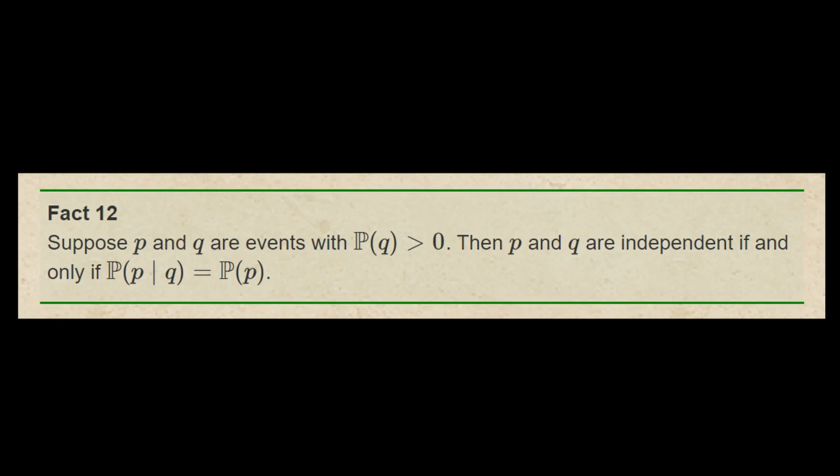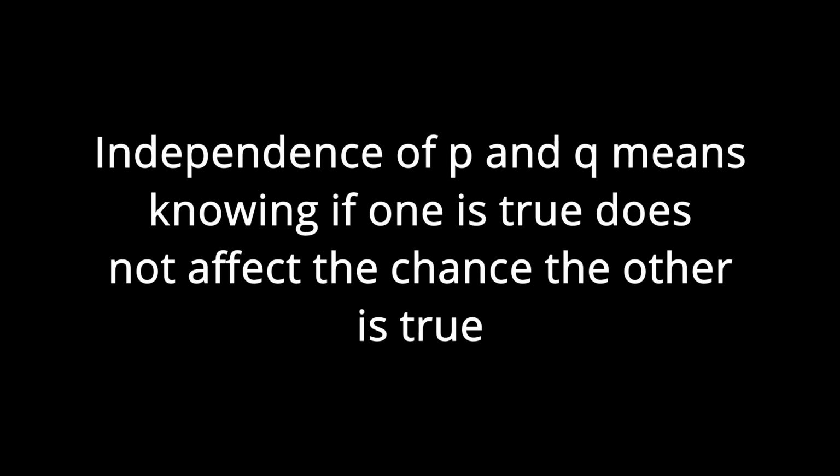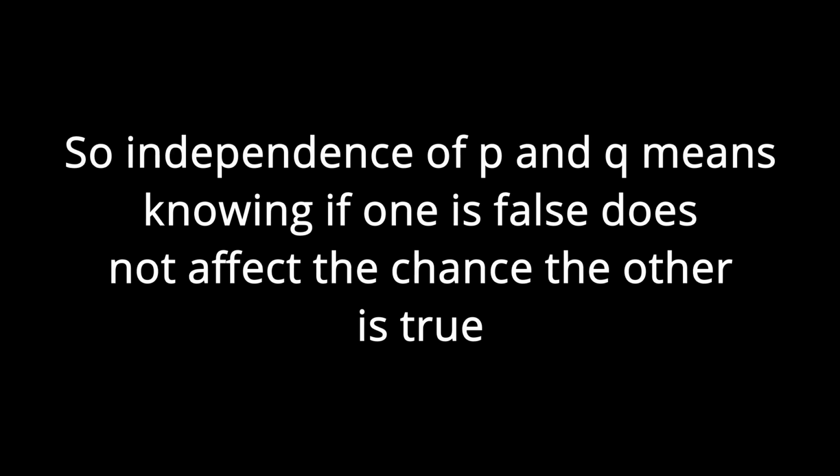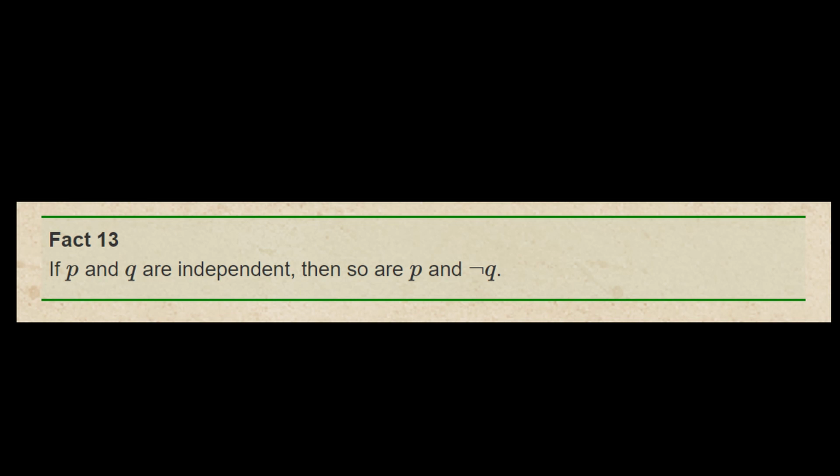Suppose that P and Q are events with the probability of Q greater than 0. Then P and Q are independent if and only if the probability of P given Q equals the probability of P. If P and Q are independent, it means that knowledge of the one has no effect on knowledge of the other. Therefore, it stands to reason that P and not Q should also be independent, because knowing if Q is not true should also not affect P. If P and Q are independent, then so are P and not Q.